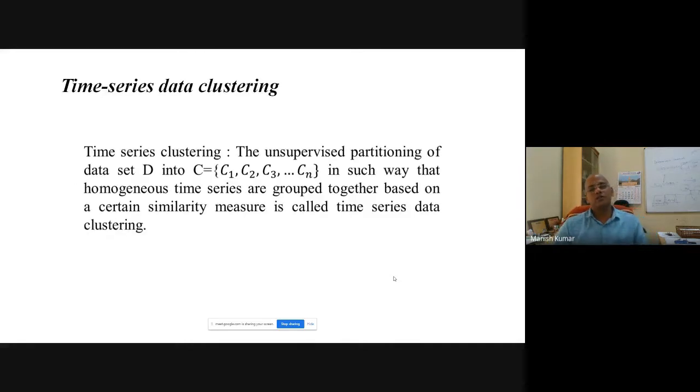Then what is time series data clustering? This is an unsupervised partitioning of a data set D into C, where C is a set of classes. We can have n number of classes in such a way that homogeneous time series are grouped together based on certain similarity measures. That is what we refer to as time series data clustering.